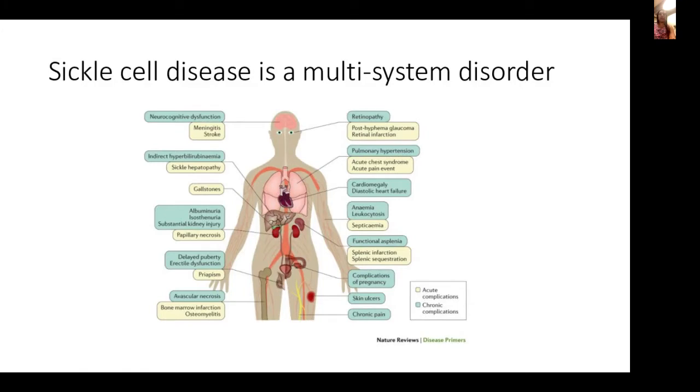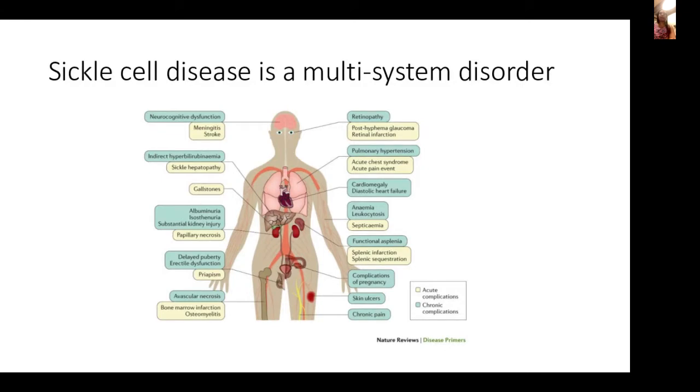dysfunction is a major complication, and that could be acute stroke. It could be ischemic or hemorrhagic in the acute setting, but also just cognitive decline, predisposition to retinopathy and retinal infarctions. And we worry about, in the acute setting, acute chest syndrome, where you actually have sickling in the lung parenchyma, and that's life-threatening. But in the long term, lung damage can lead to pulmonary hypertension. And then also these patients, if they have nocturnal hypoxia through other diseases or disorders, that can compound this effect.